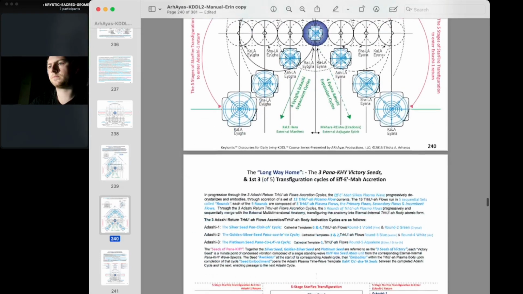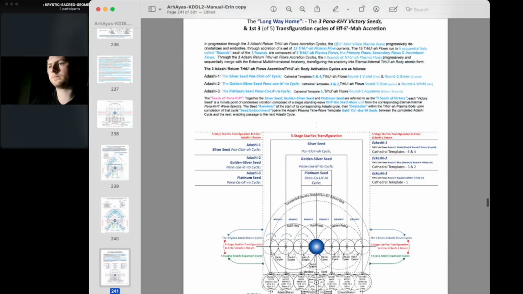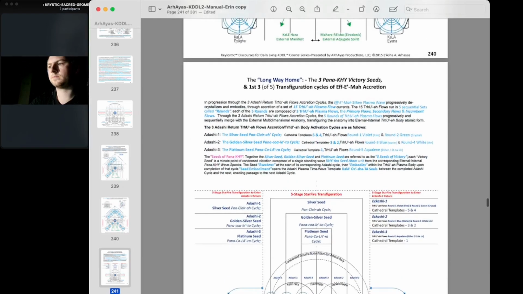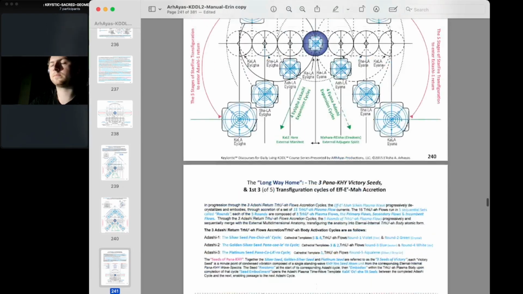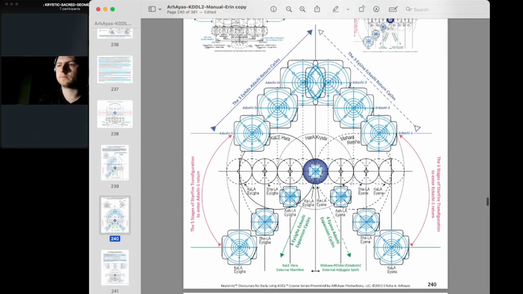Okay, so we're going to skip all this talking about, just real quick, because we talk about the seeds. These 3 Adashi return cycles are Trua body activation cycles. These are also the embodiment of the seed cycles. So this one, we embody the silver seed. This one embodies the golden seed, golden silver seed, and then this one is the platinum seed.